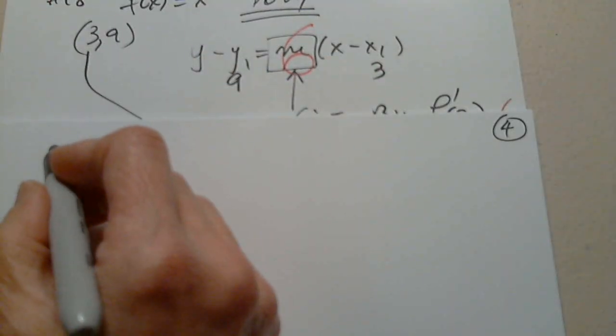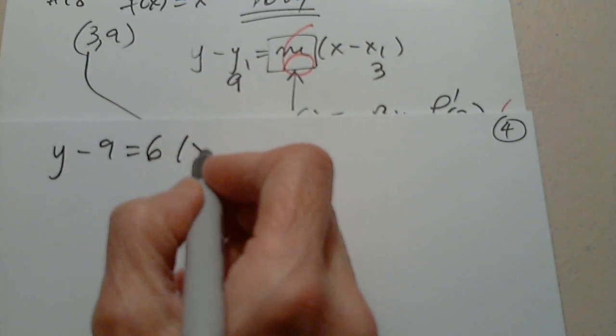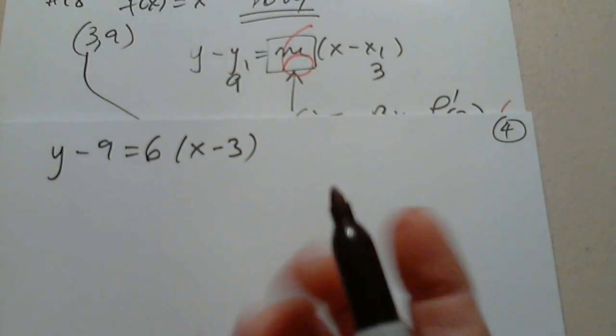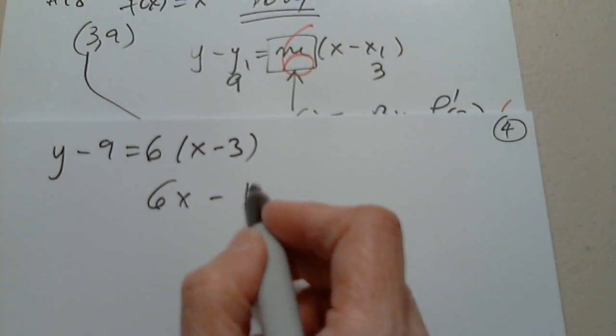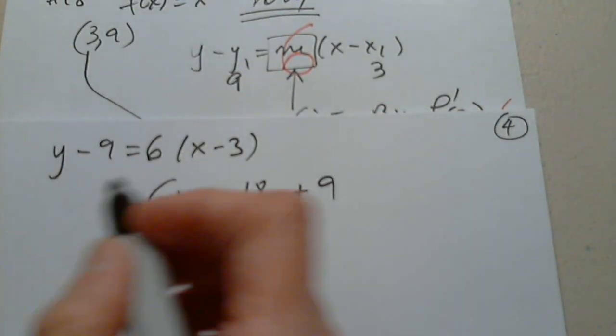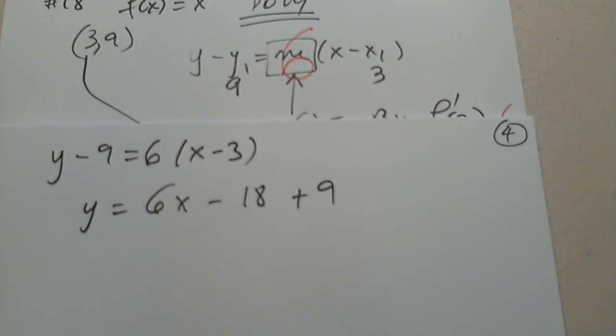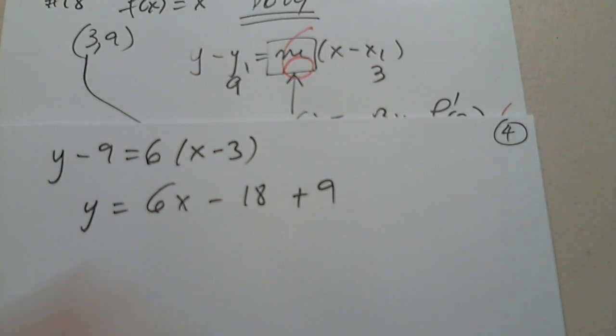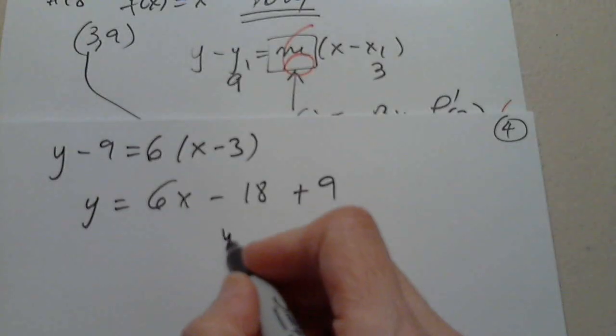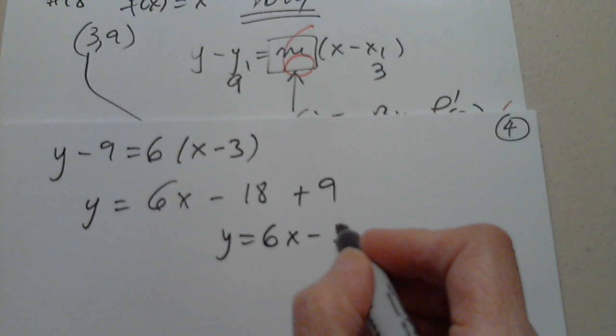Good. So I have y minus 9 equals 6 times (x minus 3). Of course, I have to distribute, giving 6x minus 18, and I have to bring a positive 9 over. When I move a term from one side to the other, the only thing that happens is I have to change its sign. It was negative here, it became positive on the other side. So then y equals 6x minus 9.